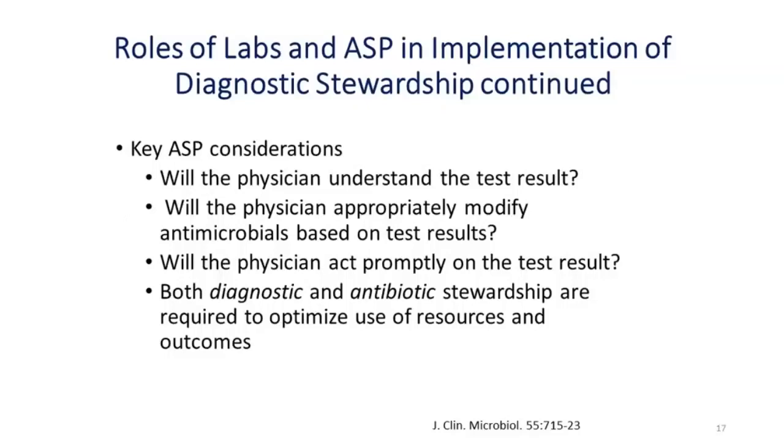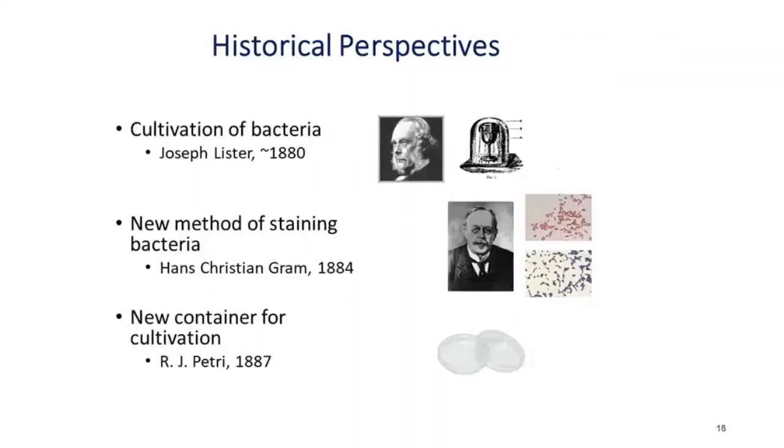Now, from a historical perspective, and I like to think about this, look at where we were in the 1880s. We got the first cultivation of bacteria. Hans Gram, one of my heroes, I have to tell you, invented the Gram stain in 1884. In fact, I still do some Gram stains myself, which petrifies the people in microbiology. And then the idea of actual cultivation, of course, was Petri, and we call that the Petri dish, in 1887. If you think about it, we really didn't have much in advance of this up until the last 10 to 15 years.